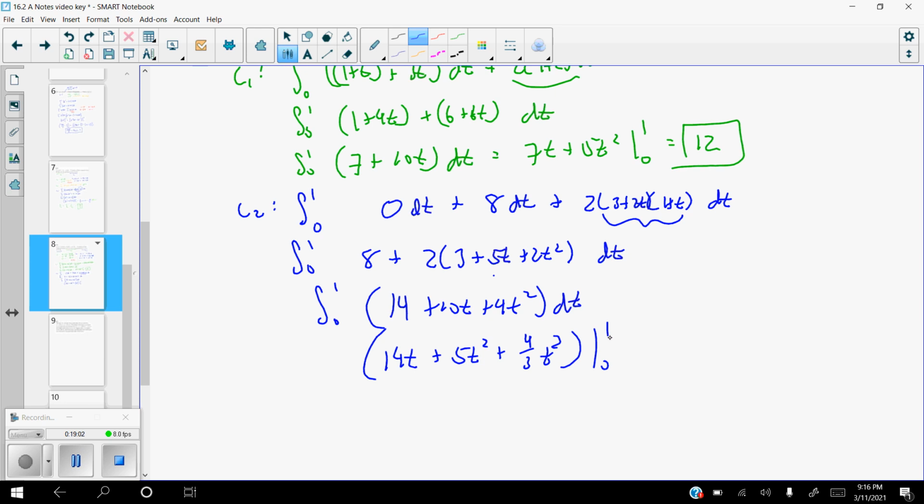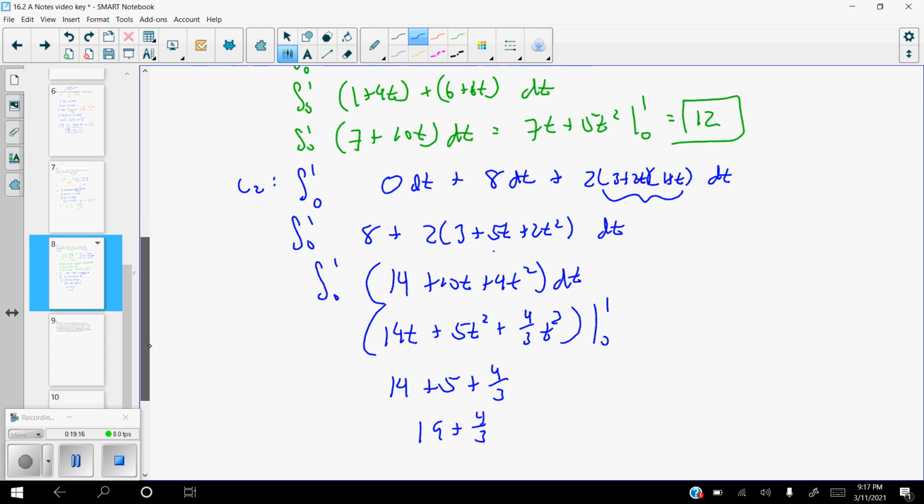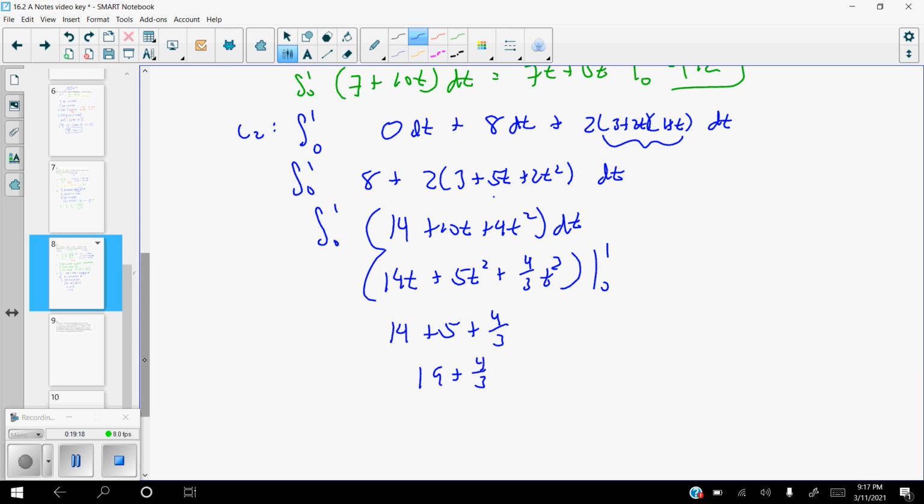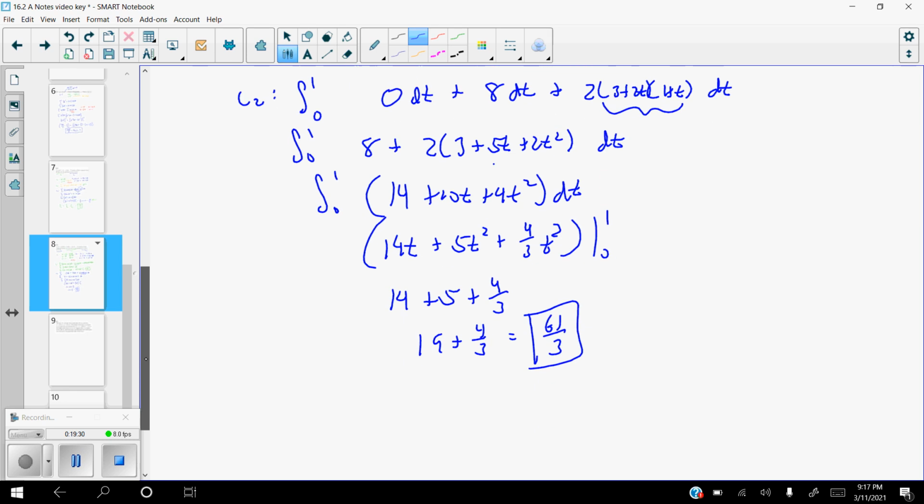So again, the 0 part won't make any difference. So that'll be 14 plus 5 plus 4/3, which is going to be 19 plus 4/3. Let's see, 19 in terms of thirds is going to be 57 thirds. So 57 and 4 is 61 thirds. So that's C2.